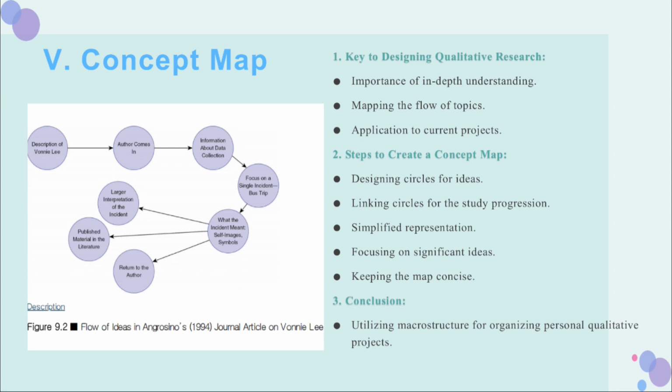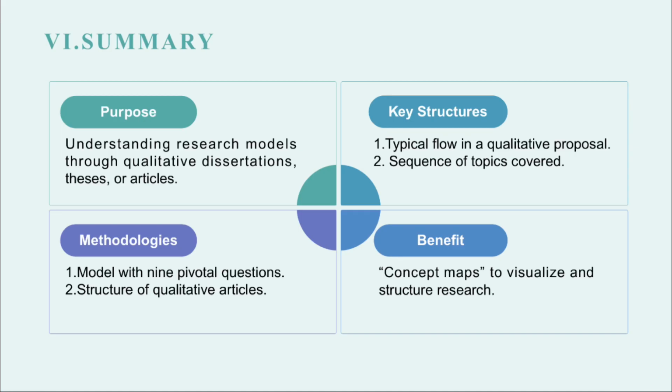If you want to make your own map, here are some steps to create a concept map. 1. Designing and drawing circles for the main ideas. 2. Linking circles for the study progression. 3. Focusing on significant ideas. 4. Keeping the map concise. In the end, when you understand how a story or article is organized, you can use this knowledge for your own work.